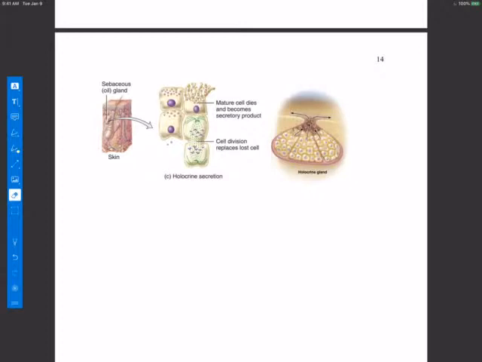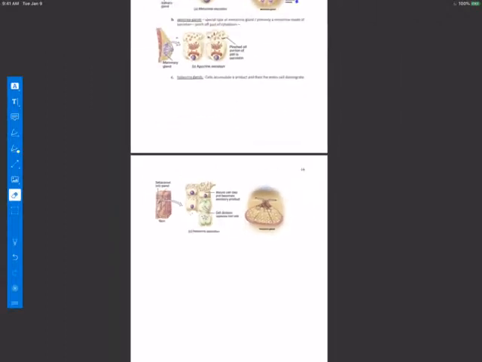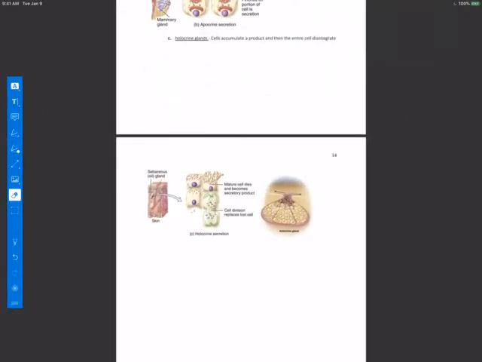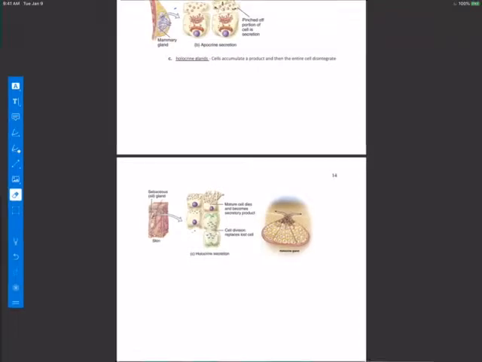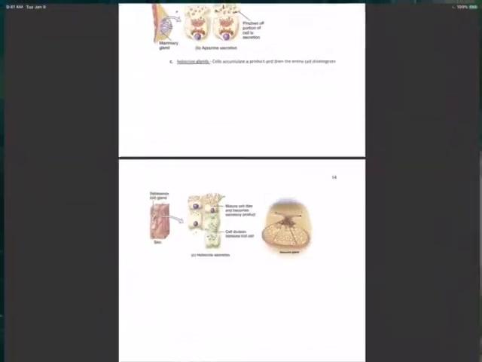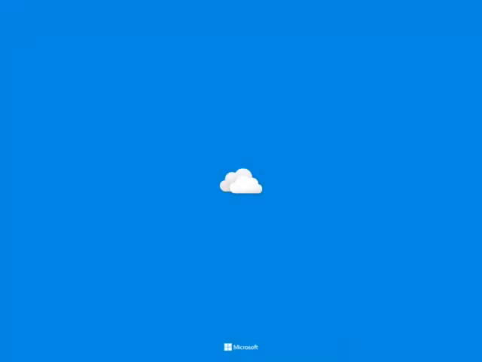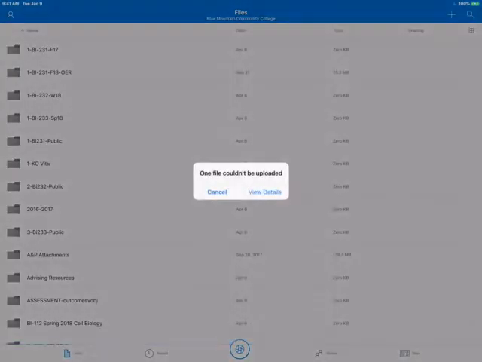And that brings me to some of the accessory structures of the skin. So I'm going to go ahead and bring up a different PowerPoint presentation, or a different outline, and I'm going to talk a little bit about the accessory structures of the skin.